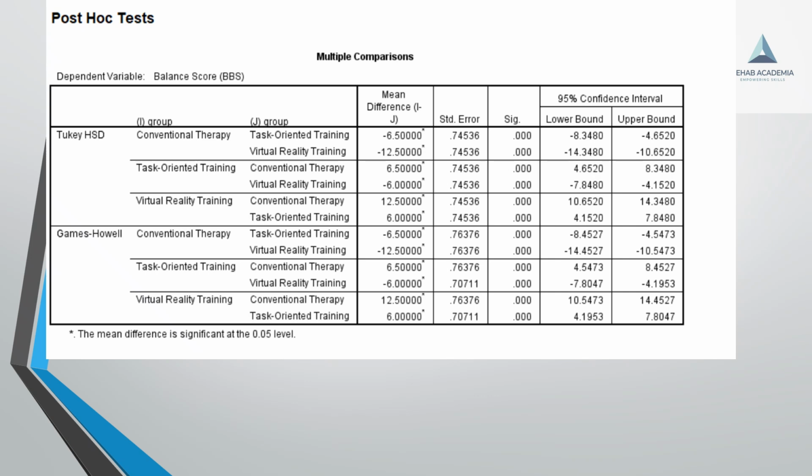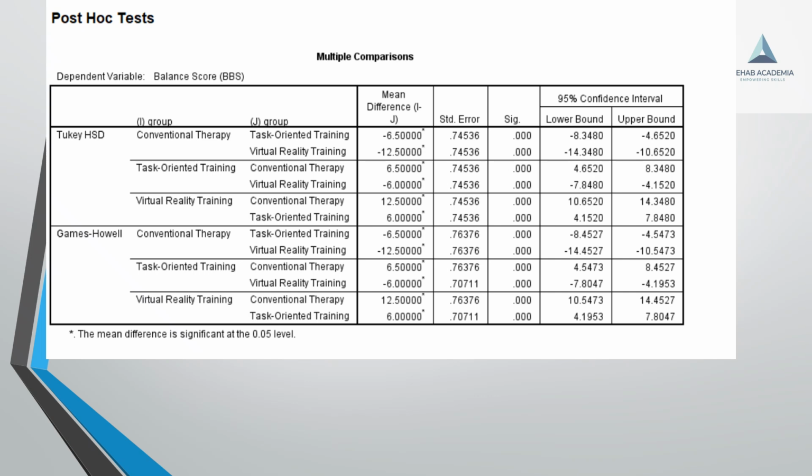Okay, so conventional therapy versus task-oriented training. Mean difference is minus 6.50 and p-value less than 0.001. Task-oriented training produced significantly higher balance scores than conventional therapy. Now, conventional therapy versus virtual reality training group. Mean difference is minus 12.50 with p-value less than 0.001. It means virtual reality training resulted in much higher balance scores compared to conventional therapy.